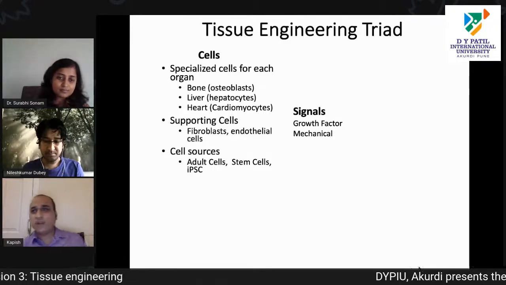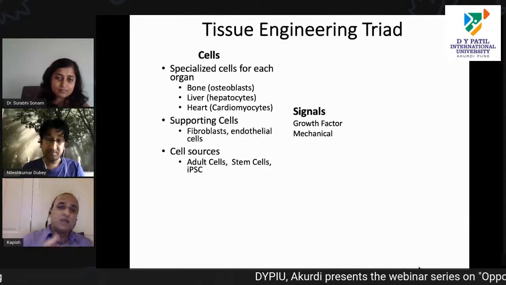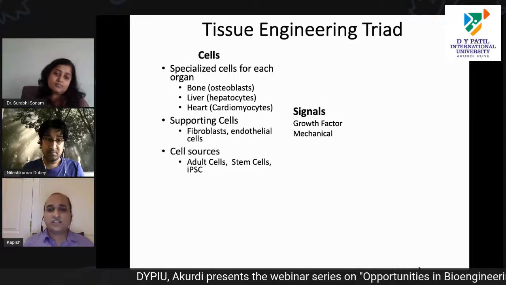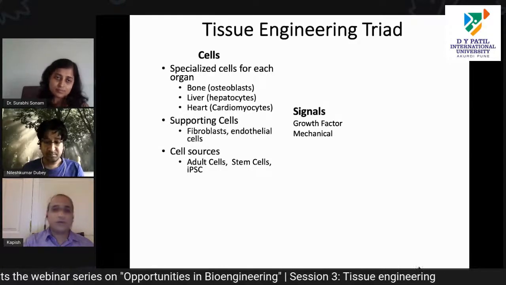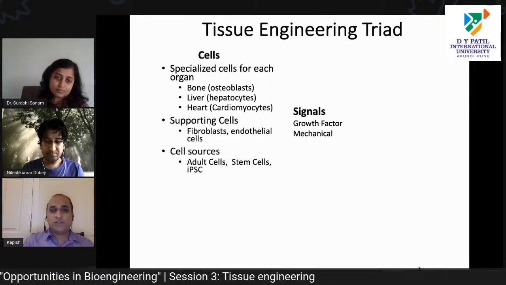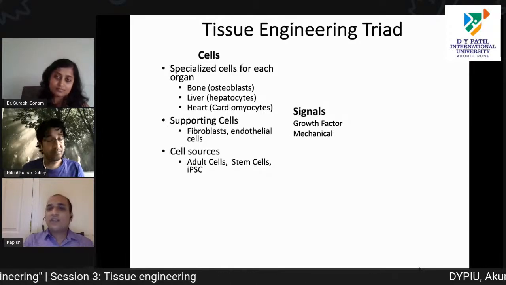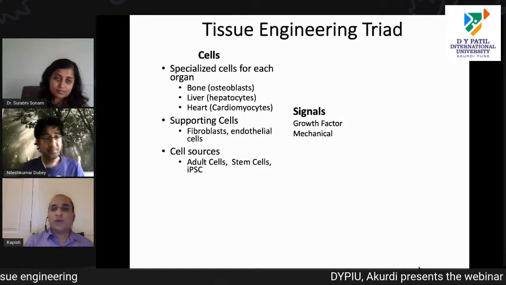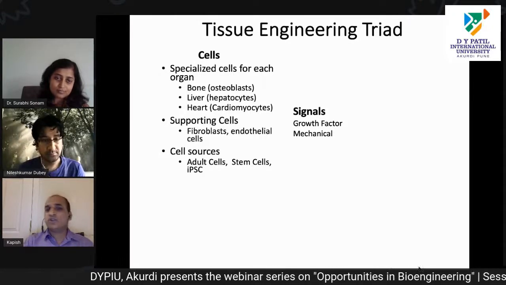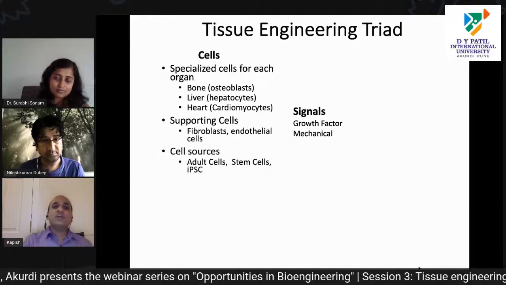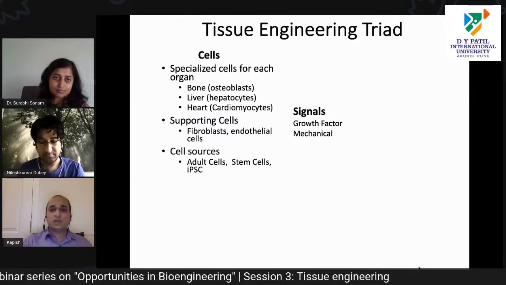And again, we can discuss it in detail later, but there are a lot of different cell sources like adult cells, stem cells, and recently a hot topic, induced pluripotent stem cells, which we refer to as iPSCs. In addition to that, you also need to provide these cells some factors, mechanical factors as well as growth factors. These are the chemical compounds which stimulate the cells to function in a specific way.